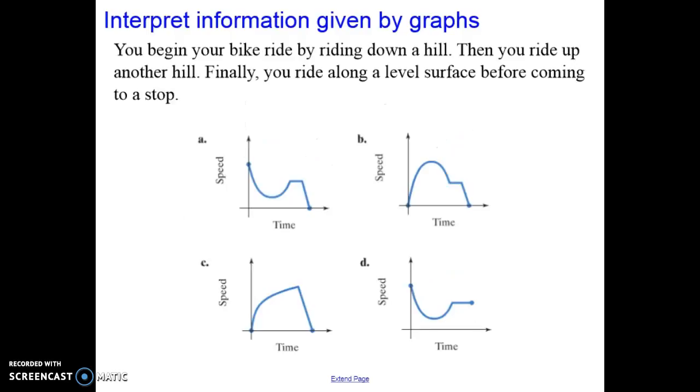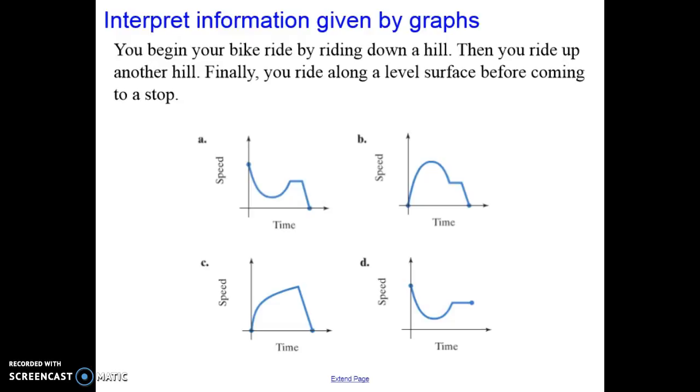A little more to read here. You begin your bike ride by riding down a hill, then you ride up another hill, finally you ride along a level surface before coming to a stop. Pay attention to labels. The y-axis has speed as a label, so take a second, press pause if you need to, and make your choice.